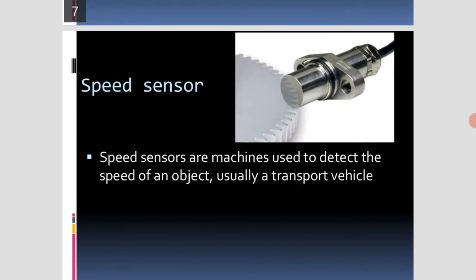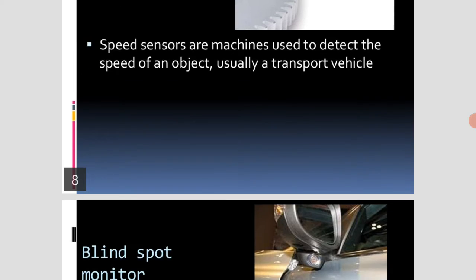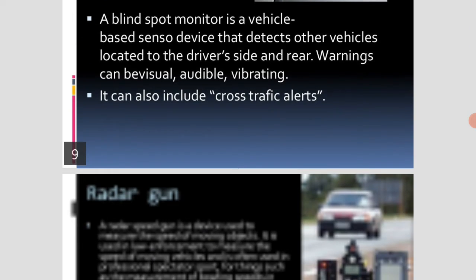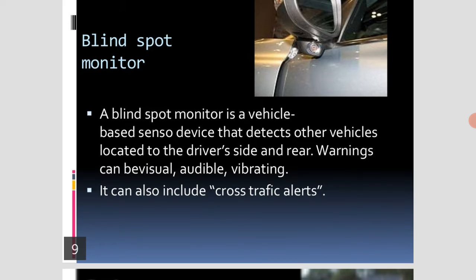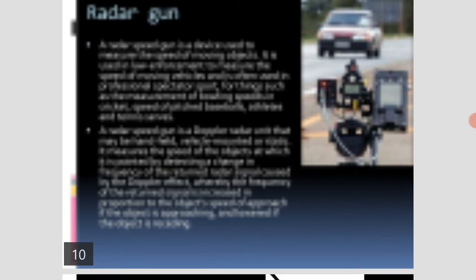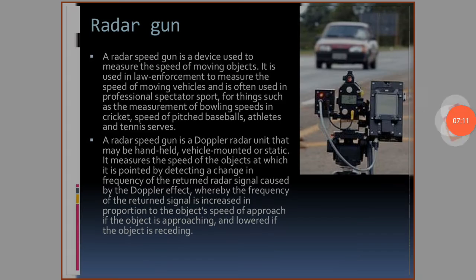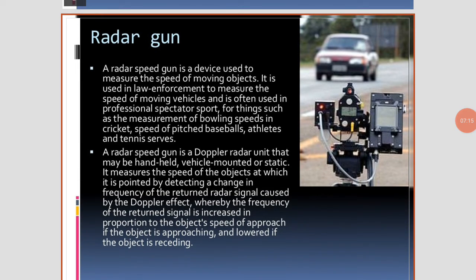After that we see the speed sensor. Next type is speed sensor. How these sensors are used practically, that we see. Here we use a radar gun. Here we see the radar gun.